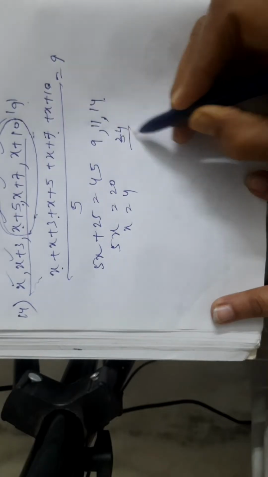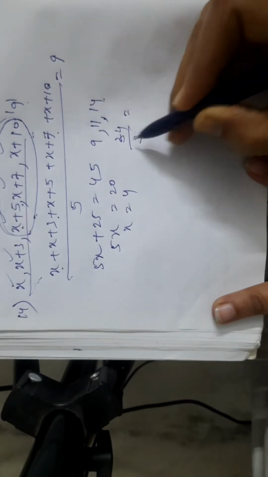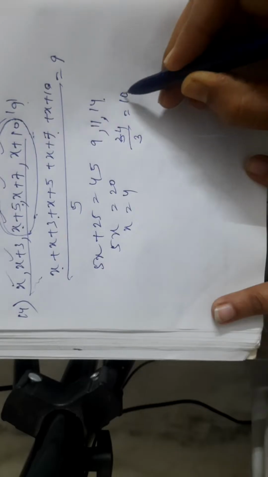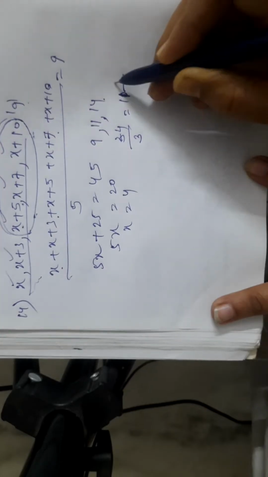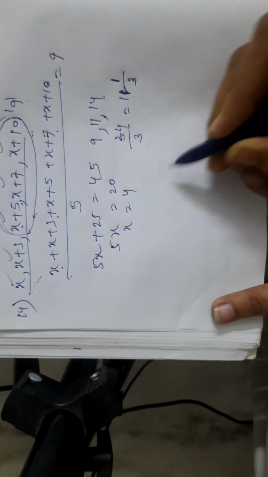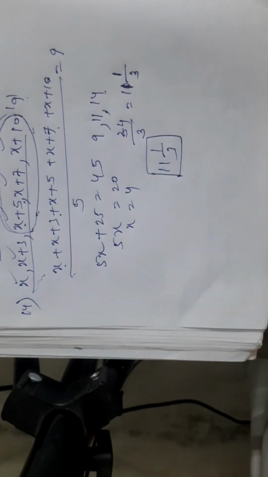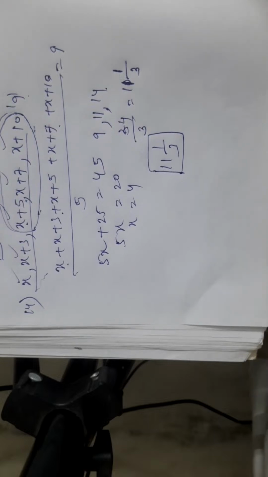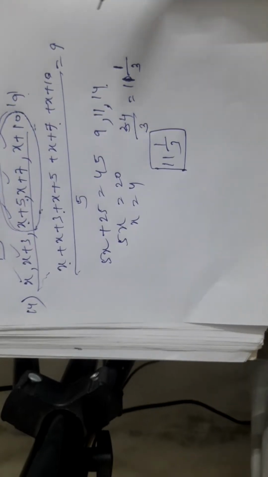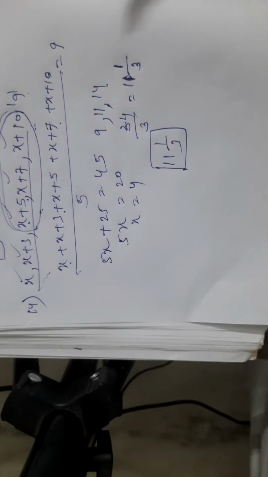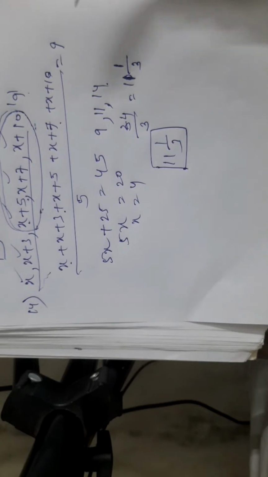34. Divide by 3. 3 tens are 30. Okay, 3 11s are 33. 1 left. So it's 11 integer, 1 by 3. That's the final answer. There was a little twist in the question: instead of asking what is x, they ask what is the mean of last 3 terms. Okay, let's move on to the next question.